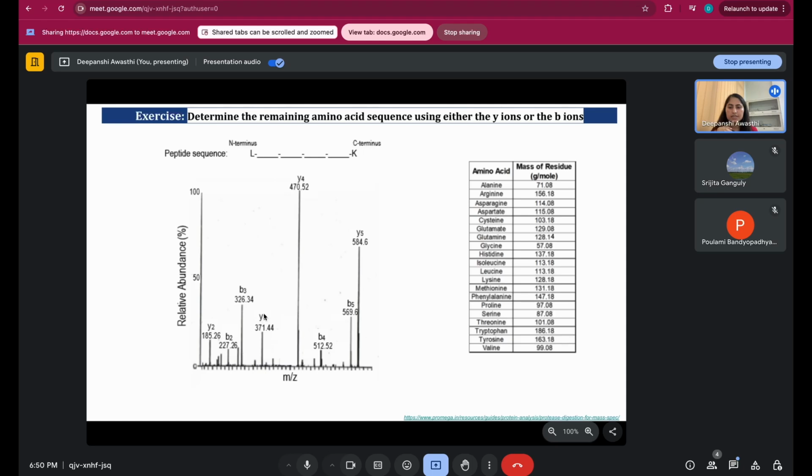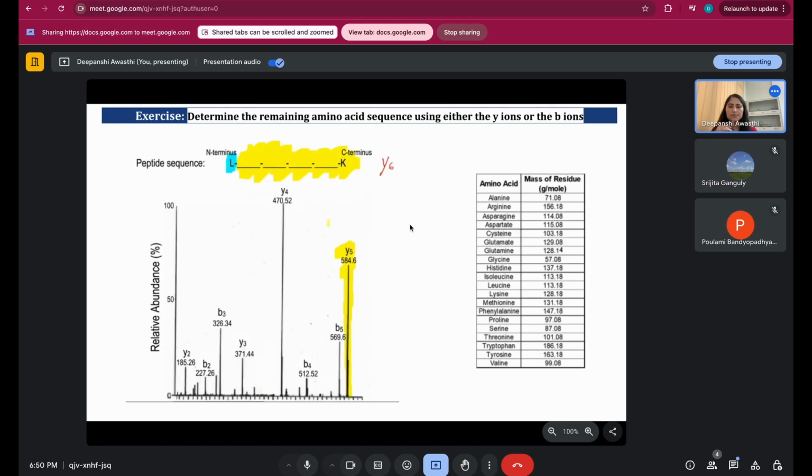Simply let's start with the peptide sequence. There are 4 spaces which are present and 2 are already given. That means the entire peptide constitutes 6 residues, or 6 amino acids. Y5 and B5 both are present, so we can use both pieces of information. We can use both B type ions as well as Y type ions.